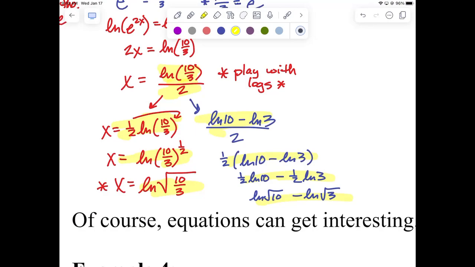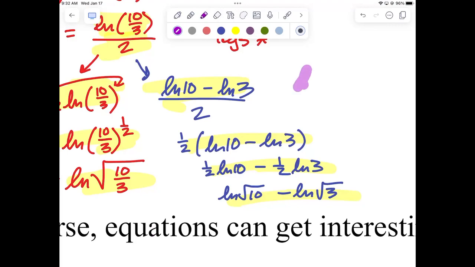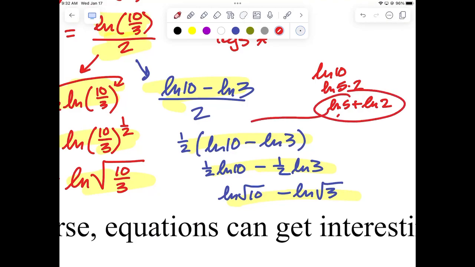Now, if I really wanted to keep going, what could I actually do with the natural log of 10? If I really wanted to keep going, I could say the natural log of 10 is the natural log of 5 times 2, which is the natural log of 5 plus the natural log of 2. I could break it down into its prime factors even more. And if I stick this right there, now I'll have 3 terms in the parentheses instead of just 2. Could I do that? Would I do that? Maybe. Depends how bored I get this weekend when I'm making your test.